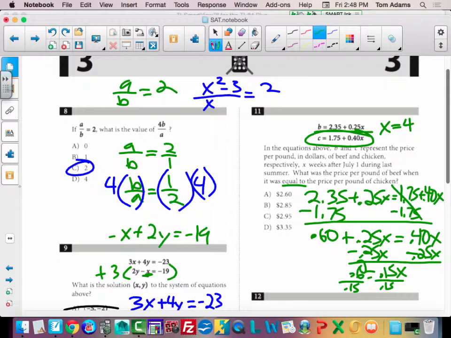So now it says what is the price, though? So then I plug it in. 5 times 4, which is like a dollar. So it's D. Yeah, you're right. Times 4, so that's like a dollar, so it's $3.35, right?